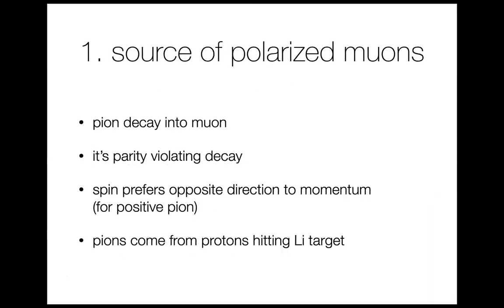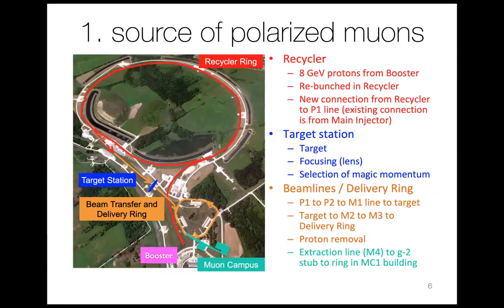And the difficult details are the source of polarized muons. It's pions, which is easy to get on paper. It's hard to do in reality. It takes the Fermilab accelerator complex to get it done. And the path to well-polarized muons starts in the booster where we have 8 GeV protons. We take them into the recycler ring. We do not accelerate, we only use the recycler ring to rebunch and create very, very narrow bunches in time.